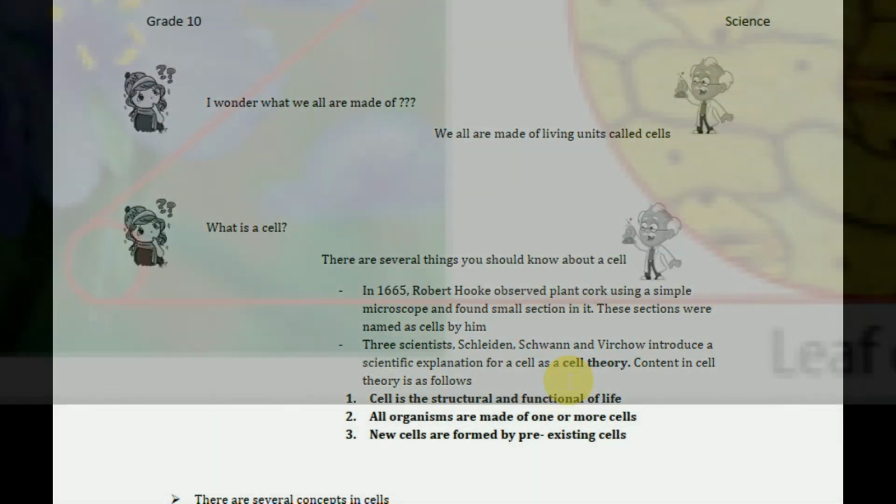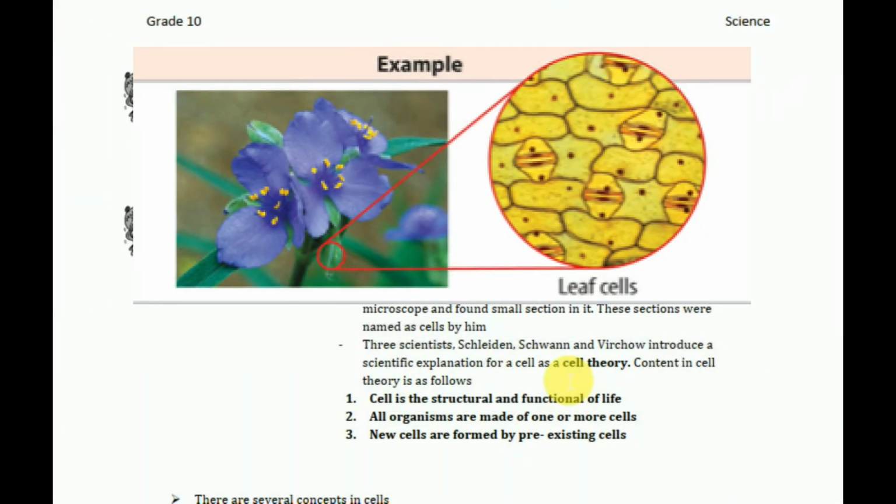All organisms are made of one or more cells. Some organisms we can say are unicellular. That means they are made of only one cell. But some organisms are a collection of cells, so we call it a multicellular organism.